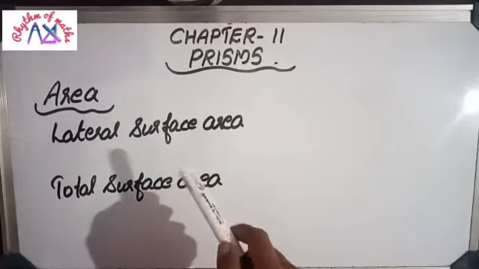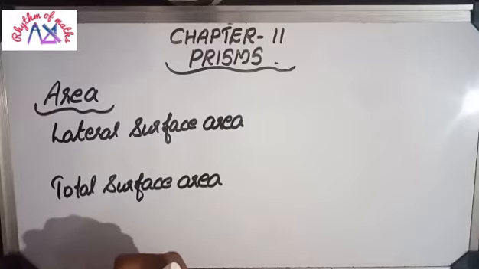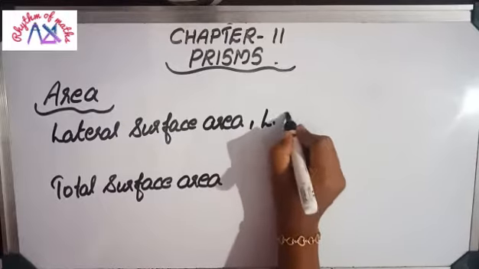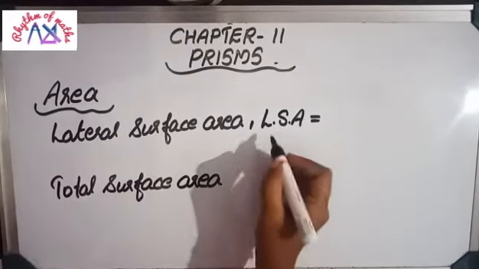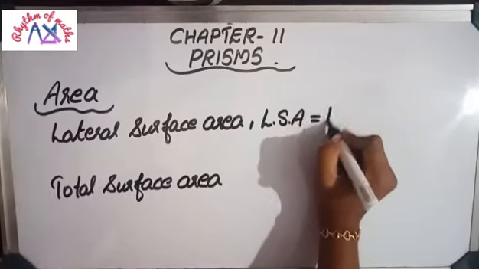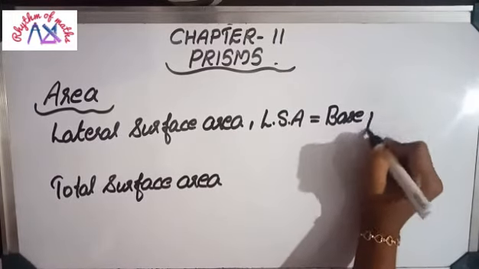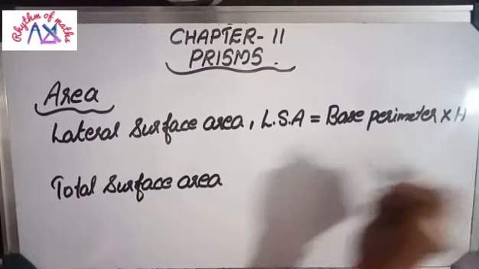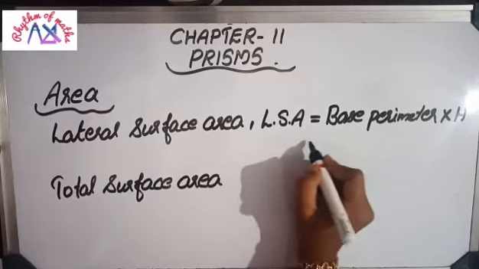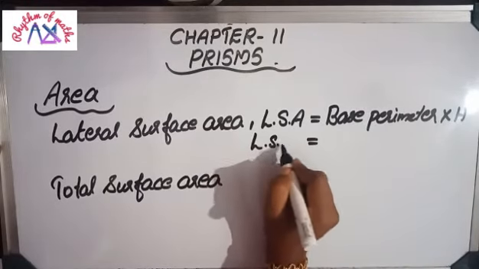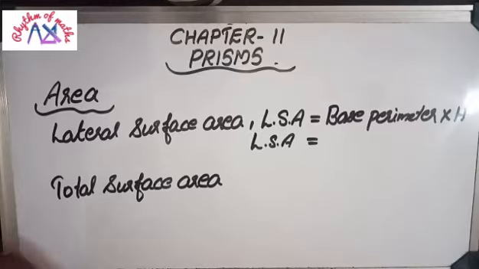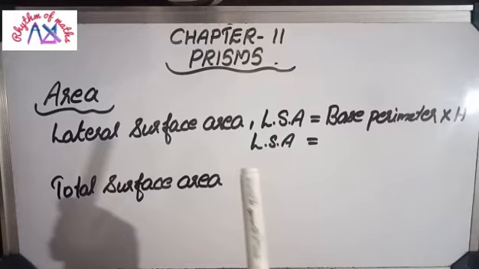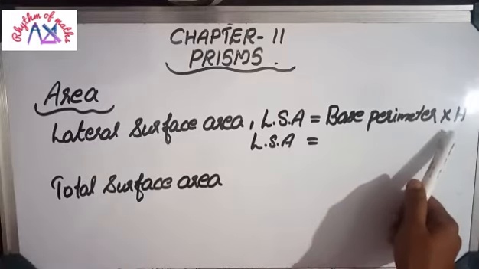And to find the lateral surface area, no need to add all this, we can find it directly. Lateral surface area we can denote as LSA, and the equation is base perimeter into height. Base perimeter into height is the equation to find LSA, because it is not easy to add all these 4 rectangles, and we don't know how many sides there will be, so it is very confusing. So directly we can find base perimeter into height.